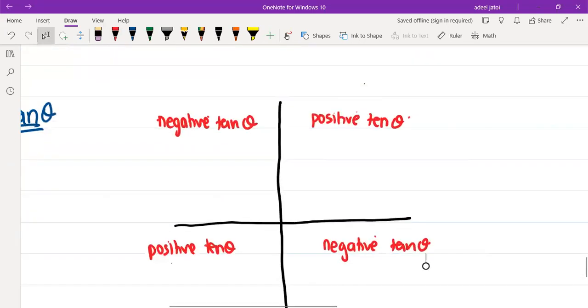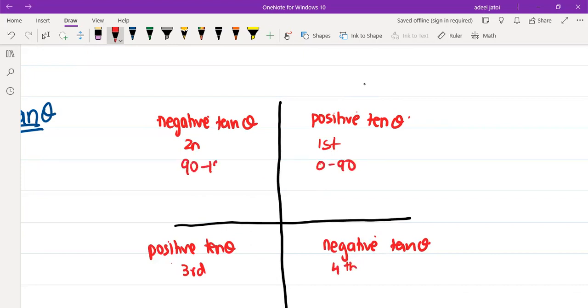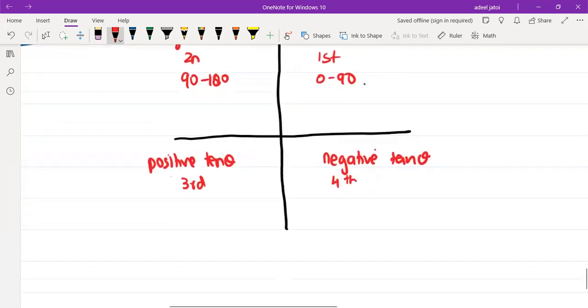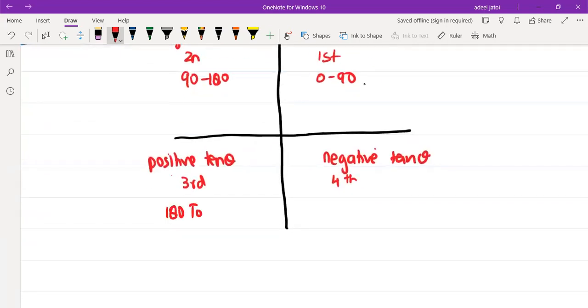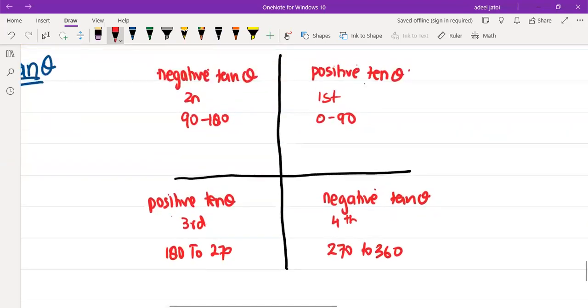You already know that this is your first quadrant, this is your second quadrant, this is your third quadrant, this is your fourth quadrant. This shows 0 to 90. This shows 90 to 180. This shows 180 to 270. This shows 270 to 360. Do you agree? Any issues?